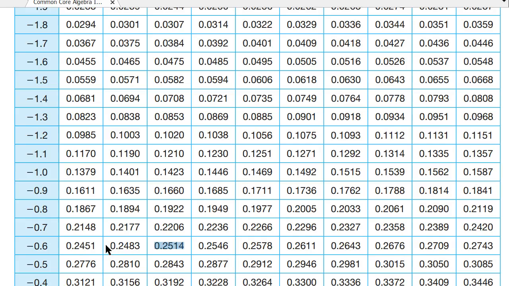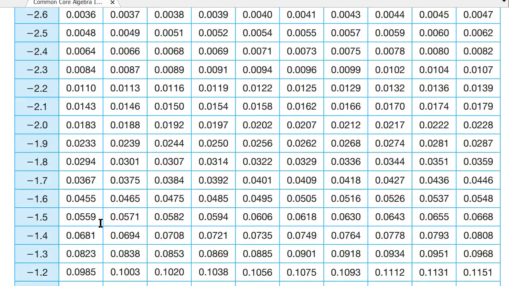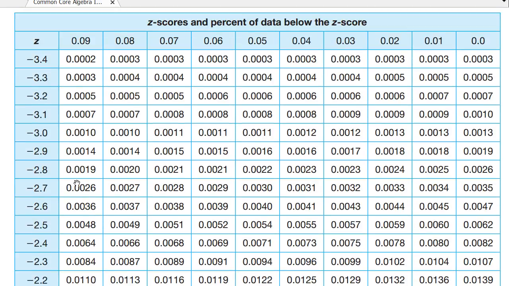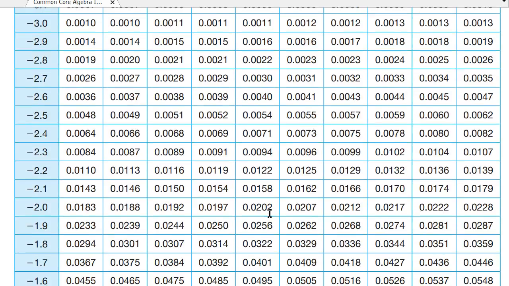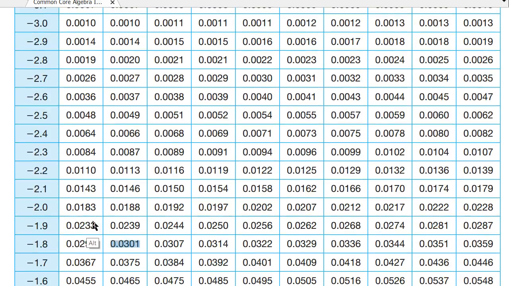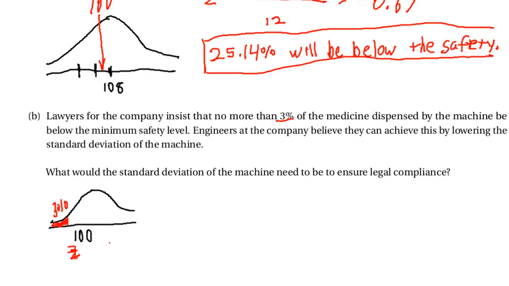So, okay, let's go and find out. 3%, where do I find 3% in this table? Okay, I can see 3% is right here. Wait, no, that's not 3%. Aha, 3% is right about here. Well, that's negative 1.88. So negative 1.88 is what I'm going to use for that z-score.